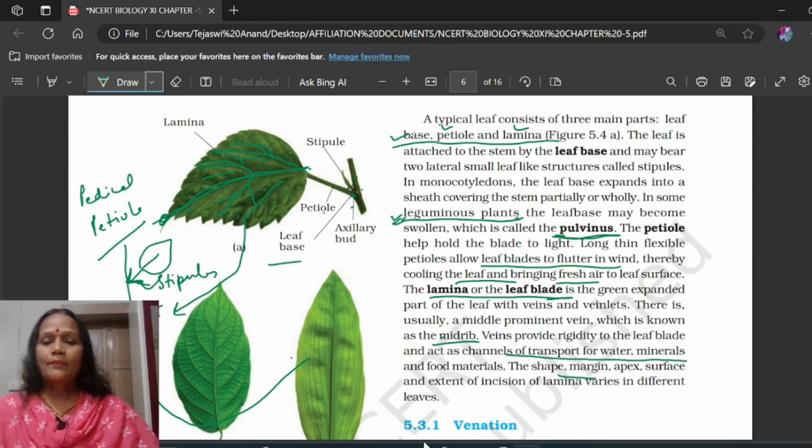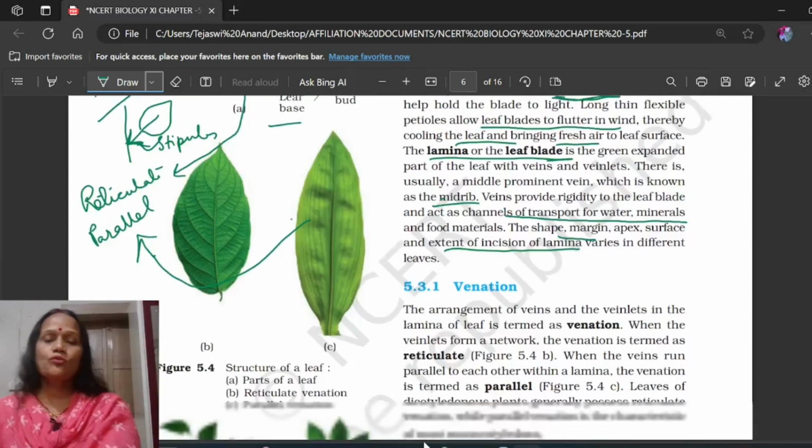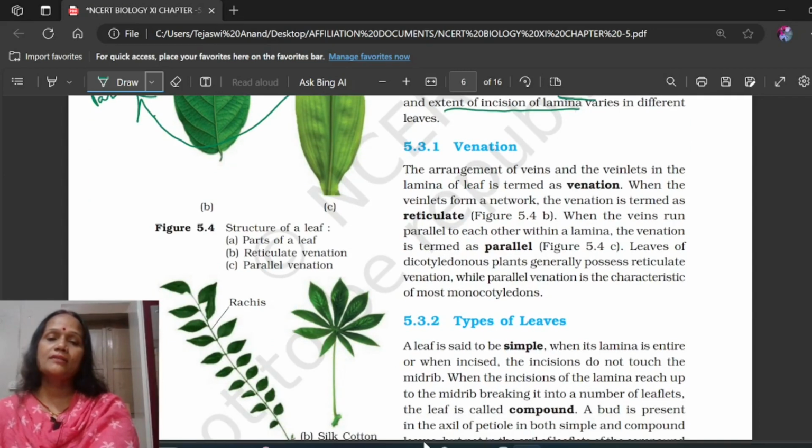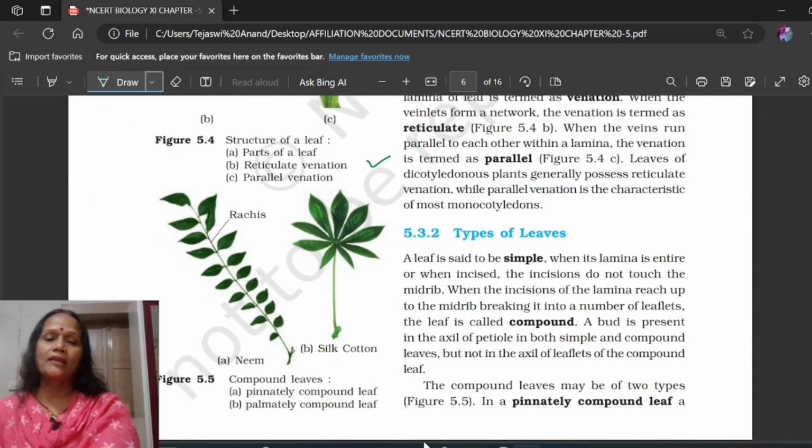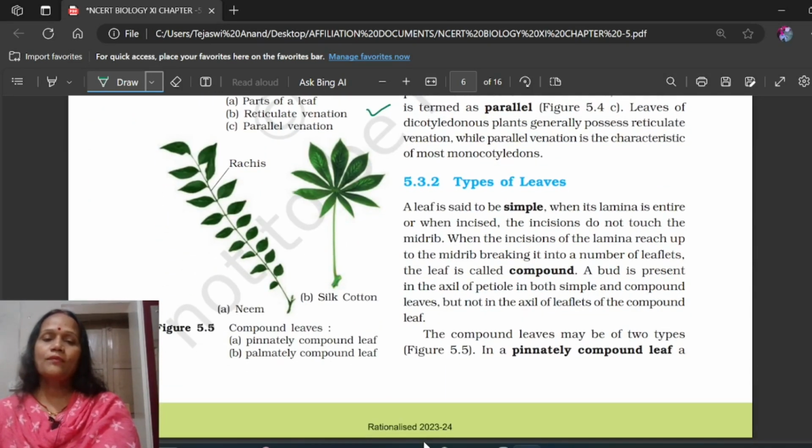The shape, margin, apex, and incision of the lamina vary in different leaves. There are so many types of leaves. Now we can understand venation also, reticulate and parallel, that we have studied. Types of leaves: a leaf may be simple, may be compound. Then what are simple leaves and what are compound leaves?